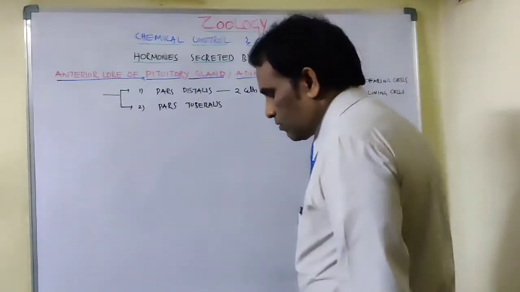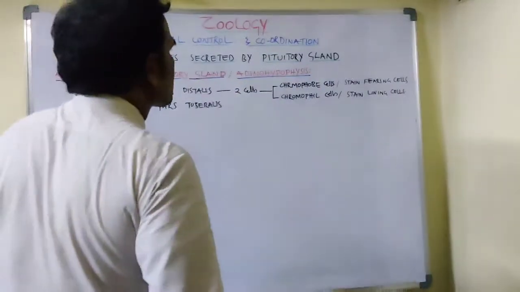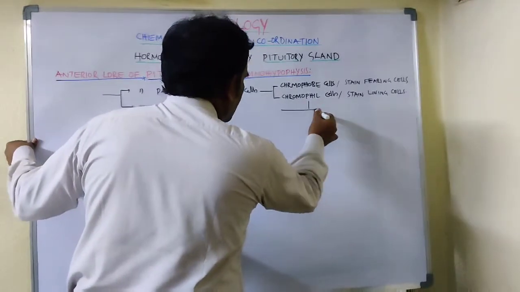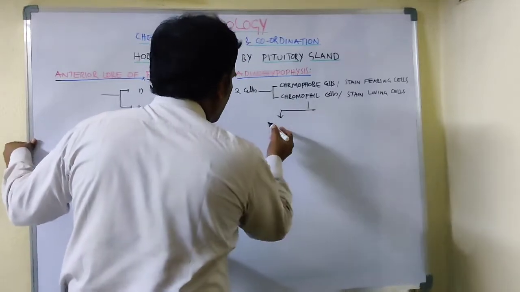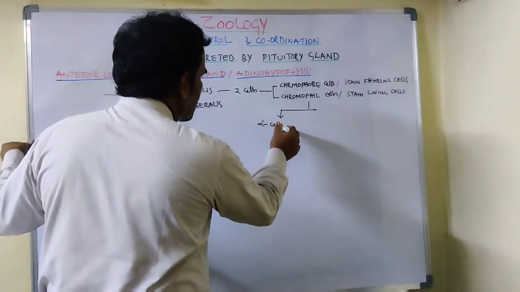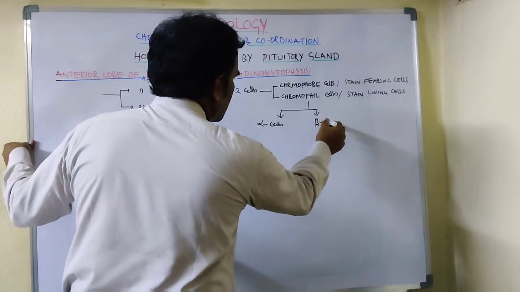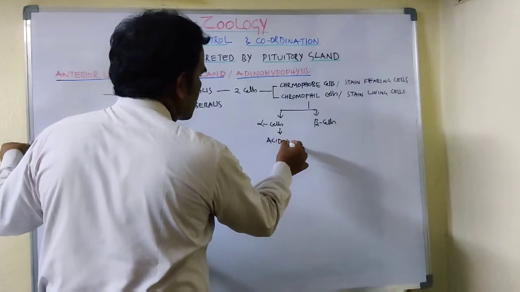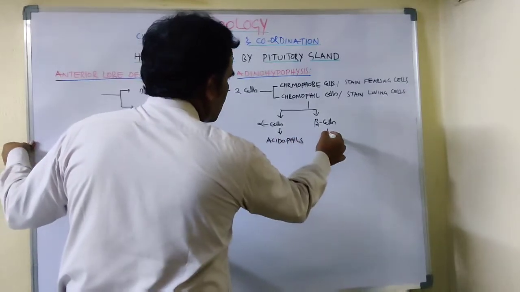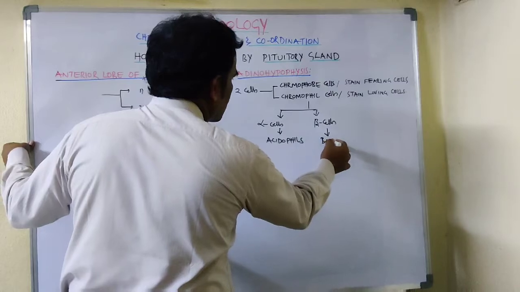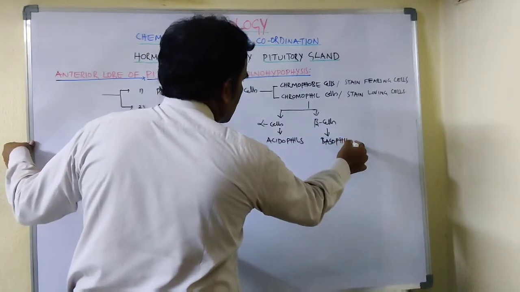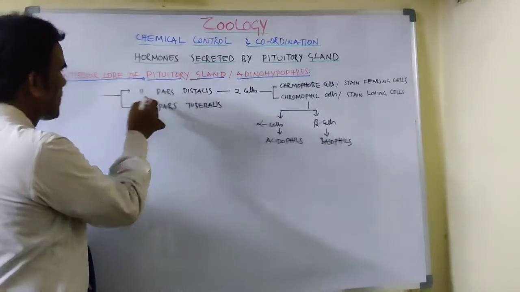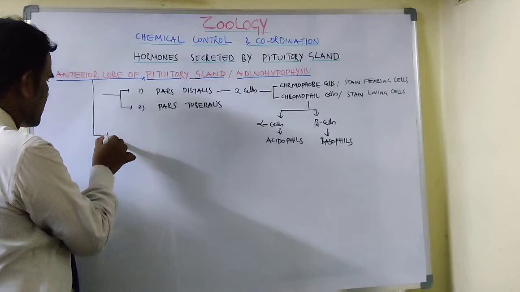Now these chromophobe cells and chromophil cells together secrete the hormones. The chromophil cells consist of two types of cells, namely alpha cells and beta cells. These alpha cells are also called acidophils, and beta cells are also called basophils. Got it?